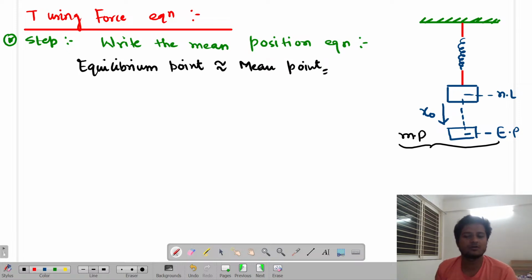So we'll write the equation of equilibrium point with respect to mean point over there. Is that clear or not?